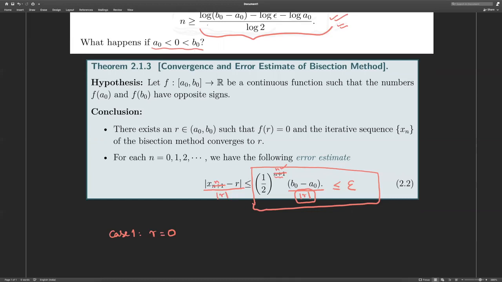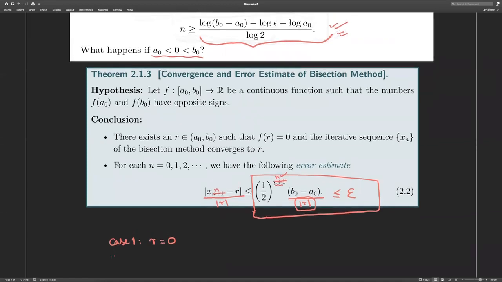Therefore, we have no hope for obtaining any estimate of this form. Next, take case 2, when R is strictly less than 0. Since A naught is less than or equal to B naught, and R is less than 0, you may apply this elementary idea, but then this inequality will not go through very comfortably. Therefore, even in this case, such an inequality is not possible.